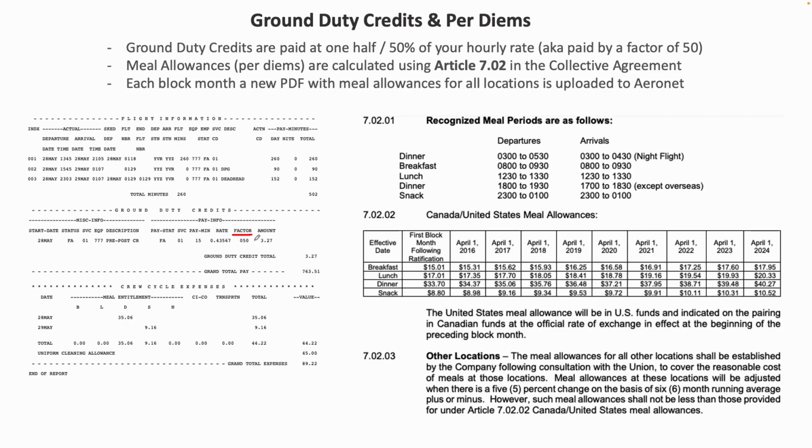So in this case, my rate per minute as a flight attendant, as we saw before, was 0.43567. But here there is a factor of 50 applied, so it's really 50% of that rate per minute that I am paid for any ground activity.